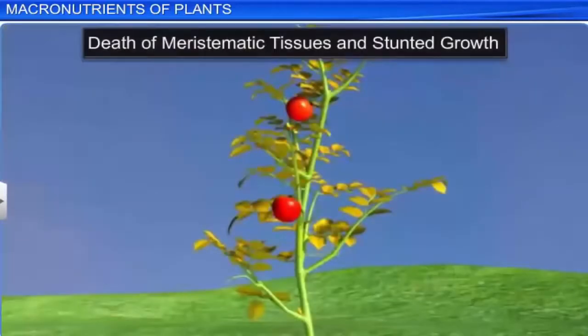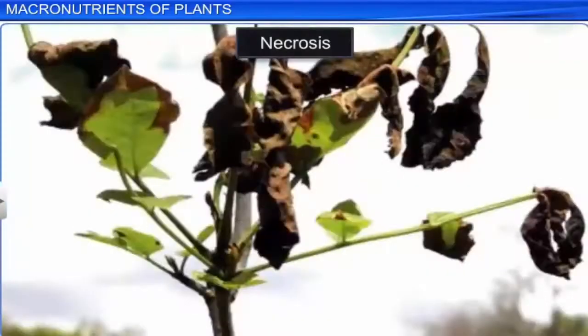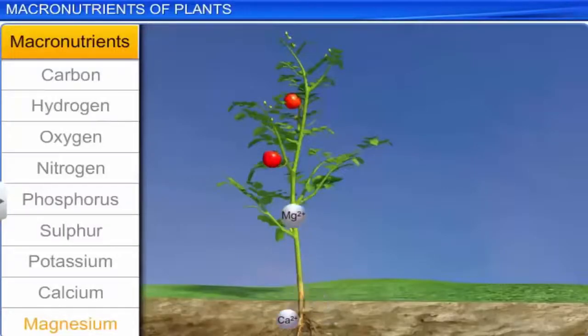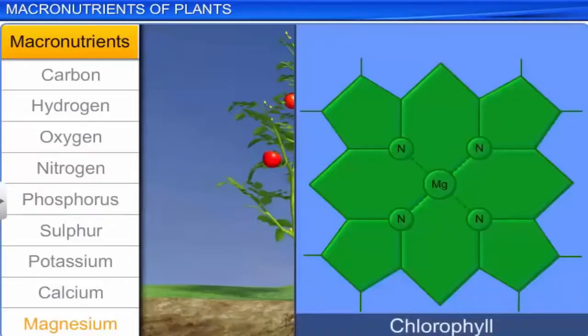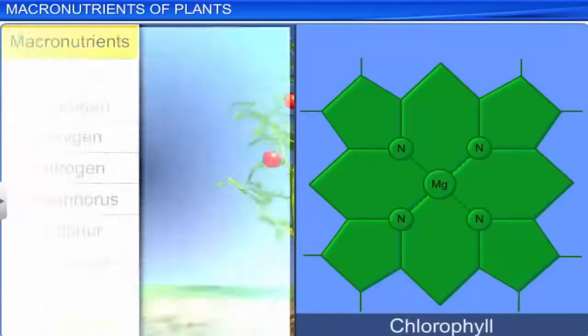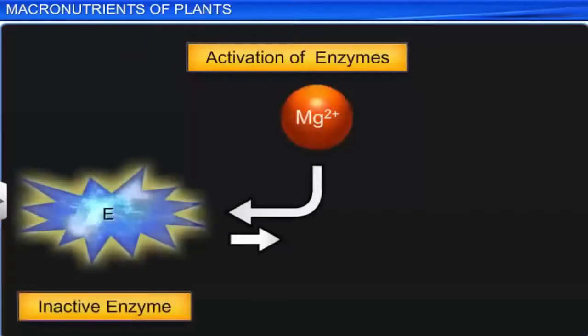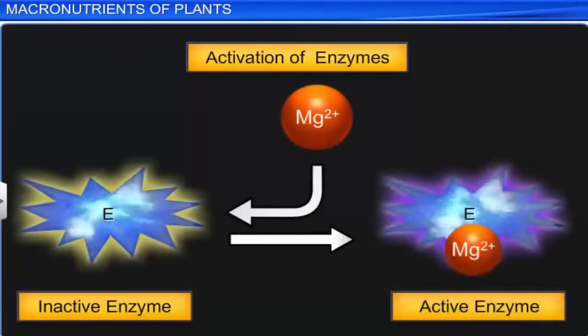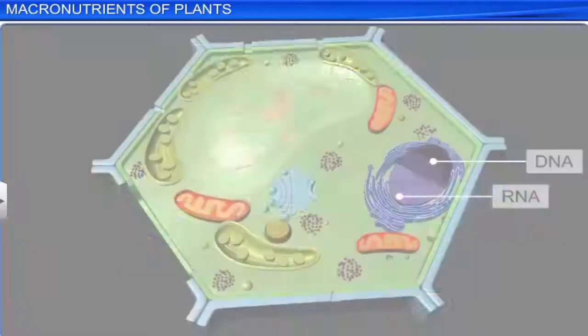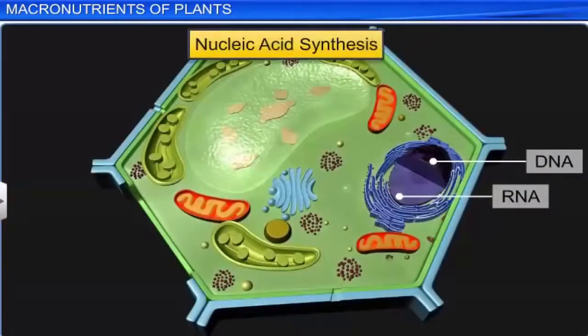The deficiency of calcium leads to the death of meristematic tissues, stunted growth, and necrosis. Magnesium is absorbed as exchangeable cations in the soil. It is a constituent of chlorophyll in leaves. Magnesium maintains the ribosome structure and activates the enzymes of respiration and photosynthesis. It is also involved in the synthesis of nucleic acids.